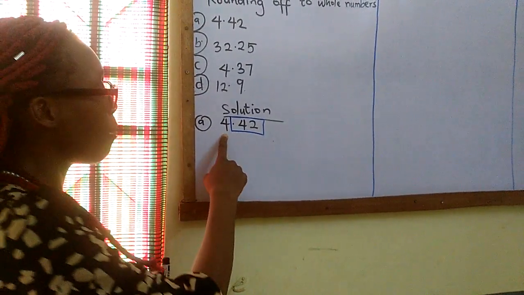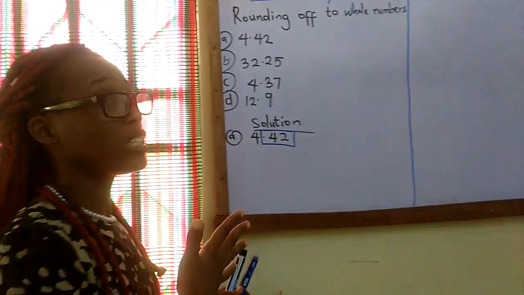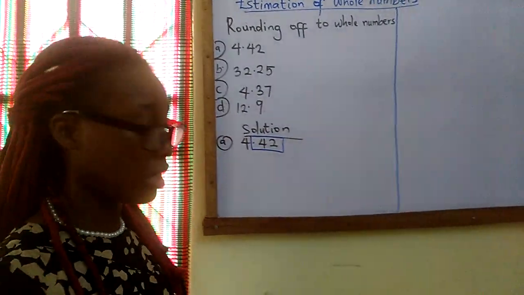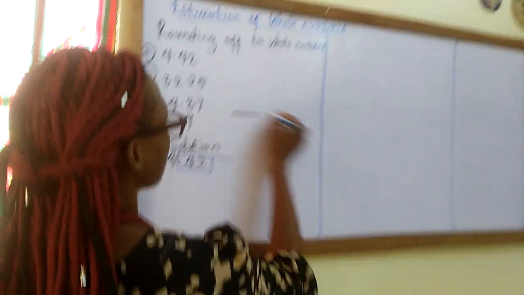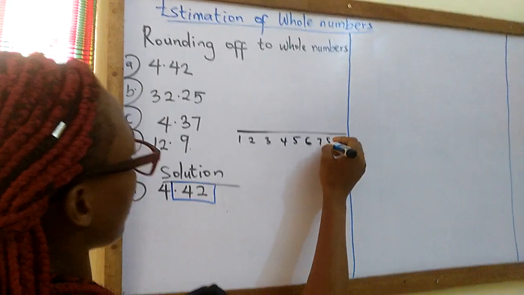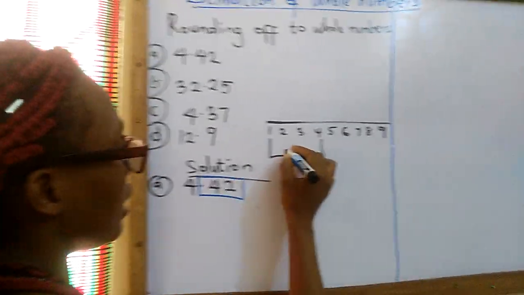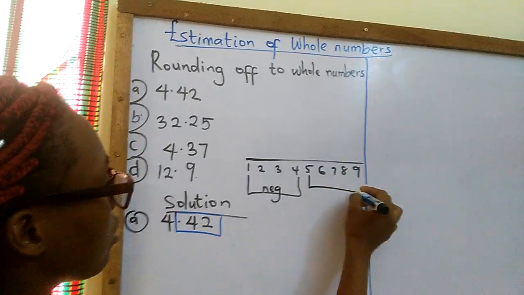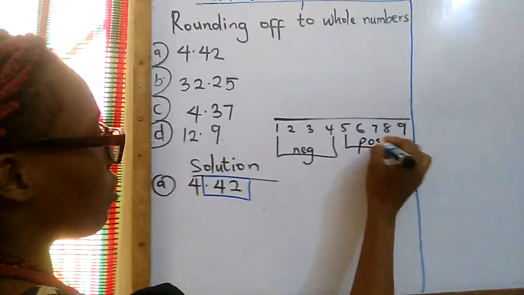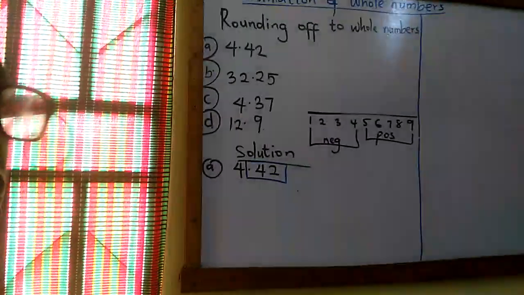But to eliminate this, we have to find out if they are on the negative part of the number line or on the positive side. So our number line is 1, 2, 3, 4, 5, 6, 7, 8, and 9. We are told from 1 to 4 is negative. From 5 to 9 is positive. So to eliminate these numbers, we have to find out if they are on the negative side or on the positive side. So this is 2.